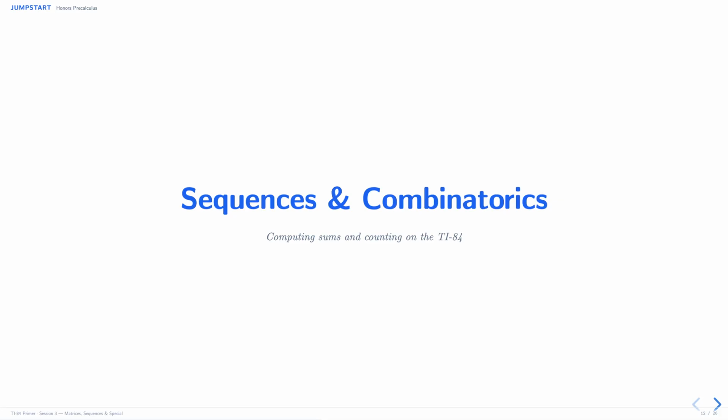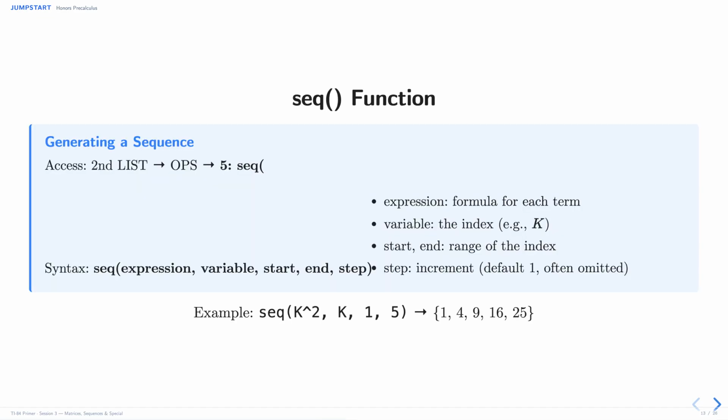Next, we will transition to sequences and combinatorics, focusing on how to compute sums and perform counting on the TI-84. This will be very useful in the upcoming chapters. Let's look at the seq function for generating sequences. To access it, press the second key, then List, and navigate to OPS to find seq. The syntax for this function includes the expression for each term, the variable, the start and end values, and the step size.